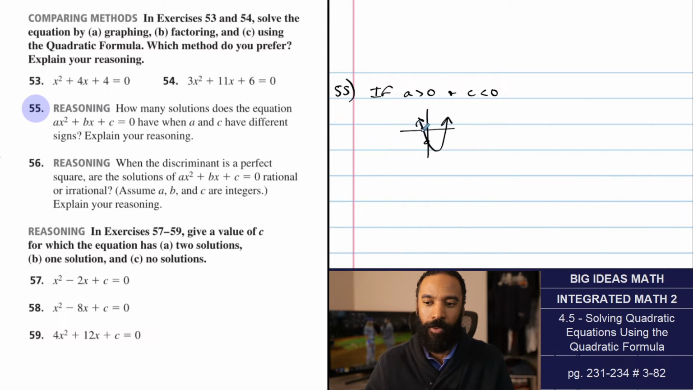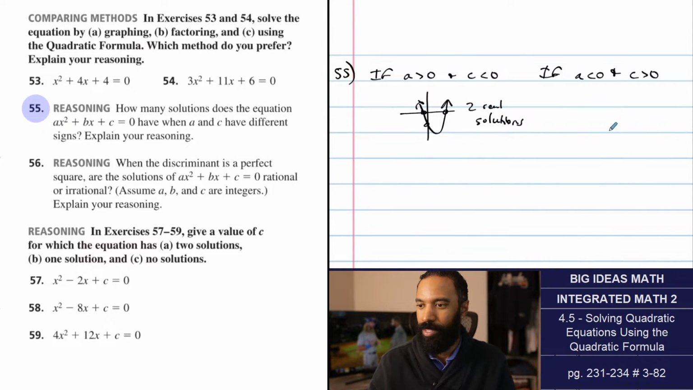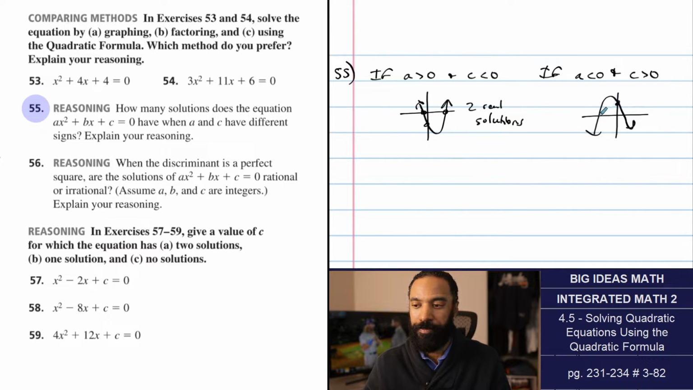It says you go upward. So you're going to have two real solutions. Now, if a is negative and c is positive, then you have a y-intercept above the y-axis and you're going downward. You have two real solutions, here or here. That's my answer. That's my reasoning.